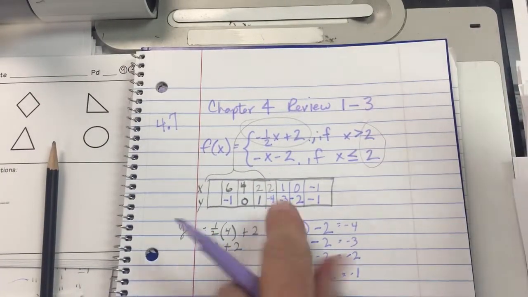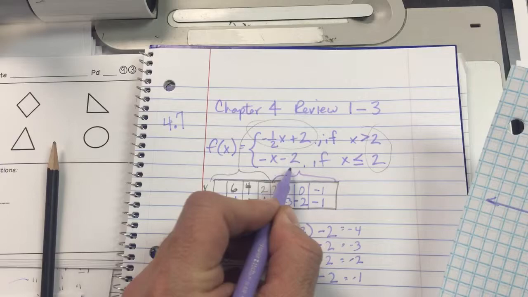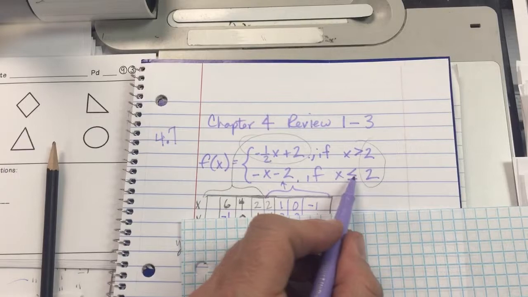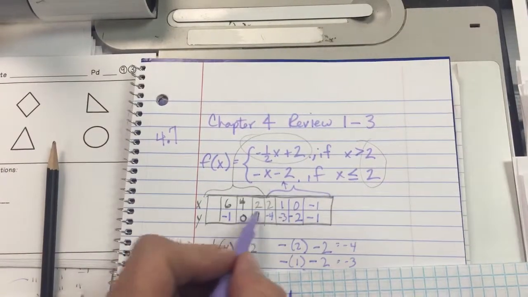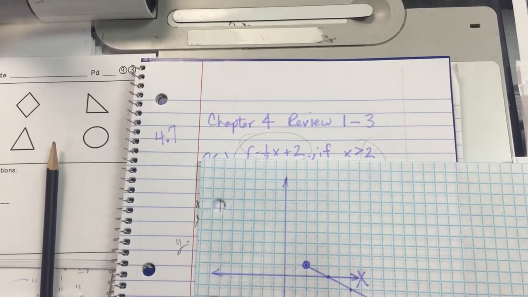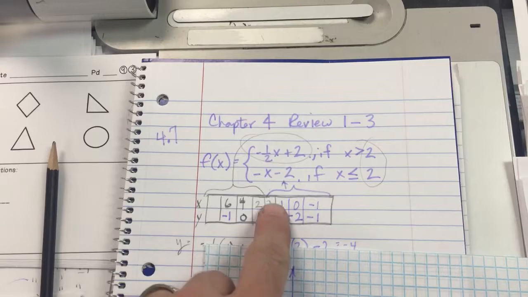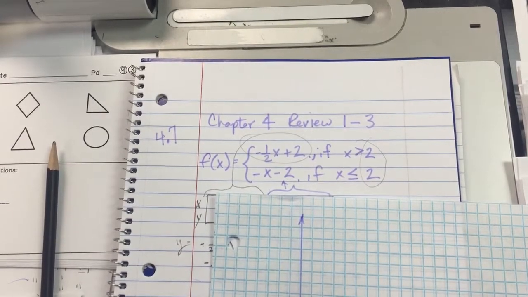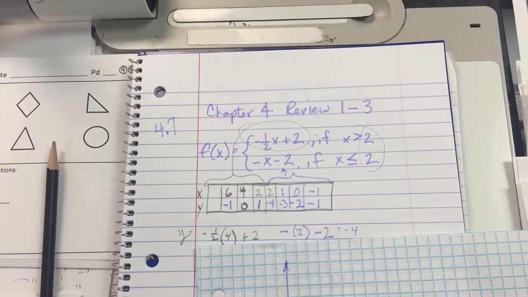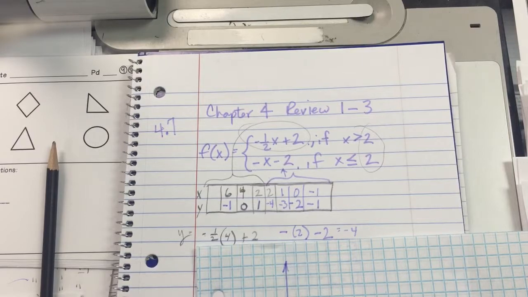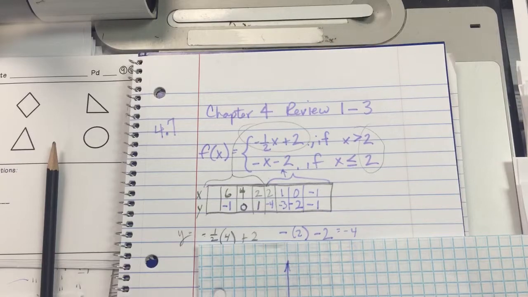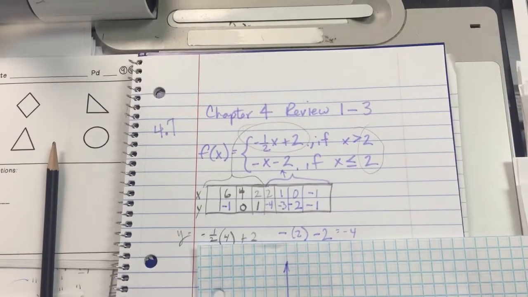So let's plot those. Since x is less than or equal to 2, I'm going to go to my first one, 2, negative 4. So 2, 1, 2, 3, 4. That's going to be a solid circle. And then we have 1, negative 3, and 0, negative 2. Wait a minute, 1, negative 3, that's not right. Sorry.